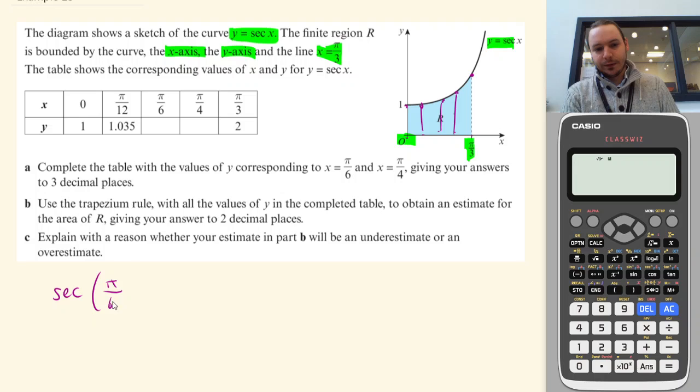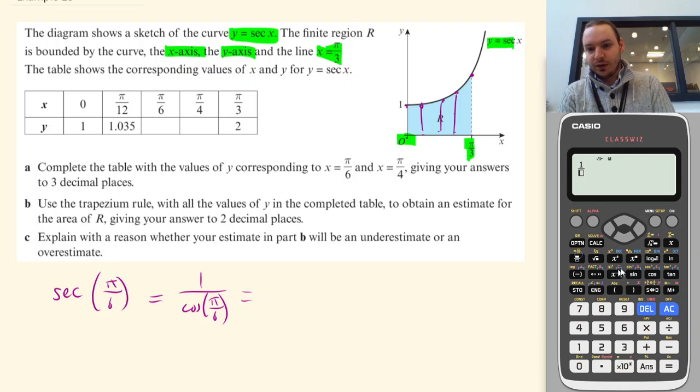One thing we can do, which is fairly easy, is figure out what sec of pi over 6 is, remembering, of course, that sec is 1 over cos, so it's 1 over cos of pi over 6, and I can just type that in the calculator. So 1 over cosine of pi over 6. And I get 2 root 3 over 3, or actually you can see we're working in decimals, so 1.155. Let's go for 3 decimal places.